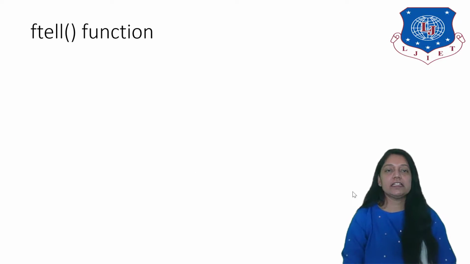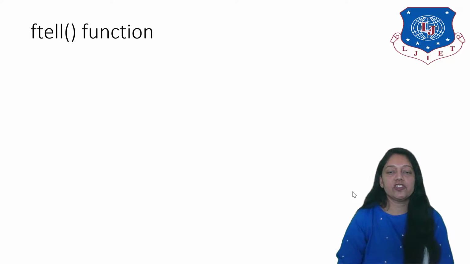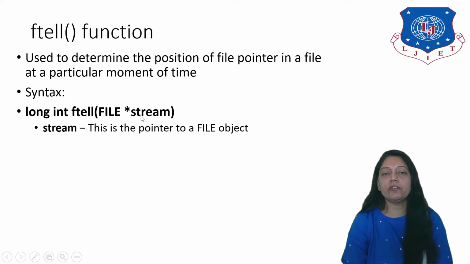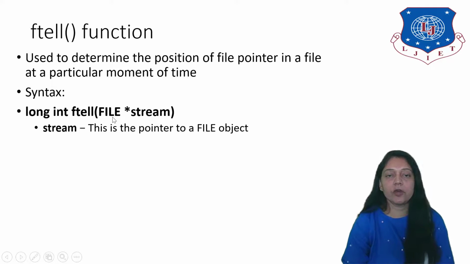Okay, the next function is the ftell function. The ftell function is used to tell the current position of the file pointer in a file. The syntax of ftell is ftell, in brackets give the file pointer name. This file pointer will tell which file we are going to use. The ftell function is going to return the position, in terms of bytes, that is, from the beginning how many bytes forward it is in a file. That would be of long integer data type.